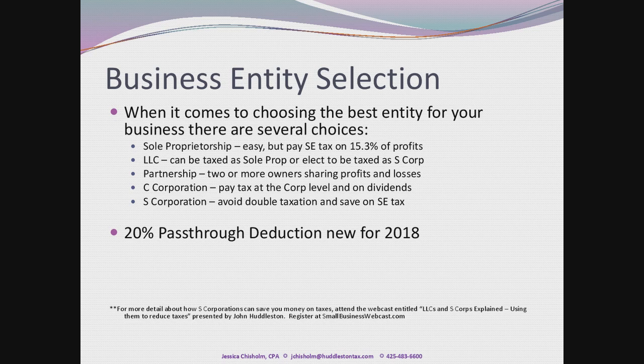First thing you do when you start your business is you want to make sure you select the correct entity. You can change the entity as time goes on, but it's really best to consider the type of entity you want to be from the beginning to start it off the way you'd like to continue. The choices for entities are sole proprietorships, LLCs, partnerships, C corporations, and S corporations.